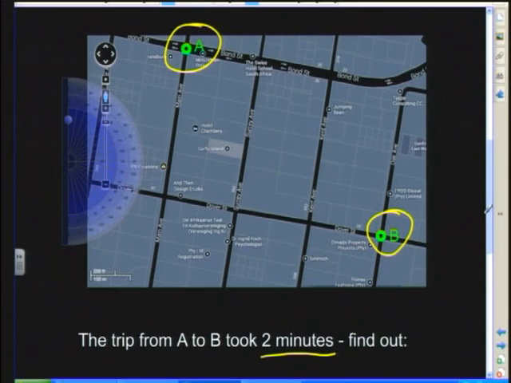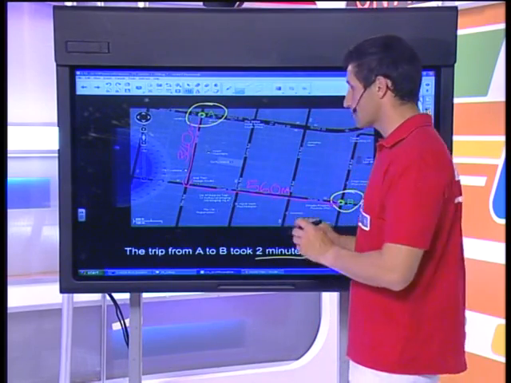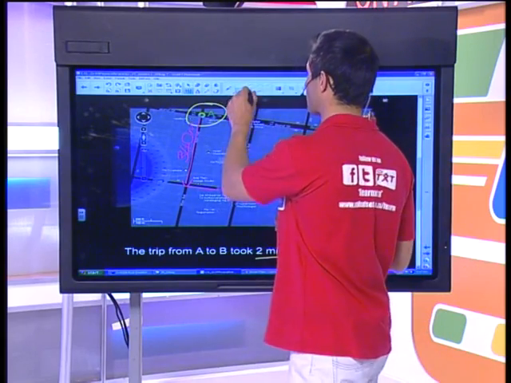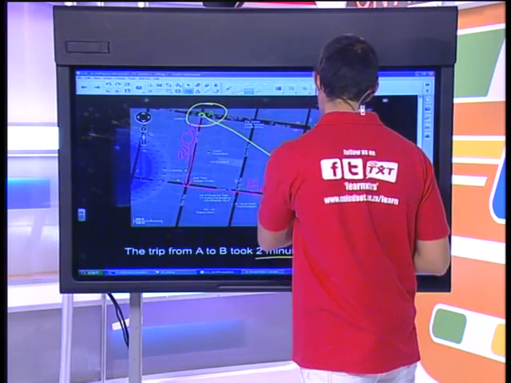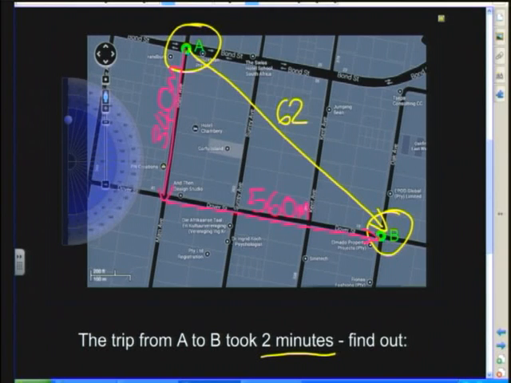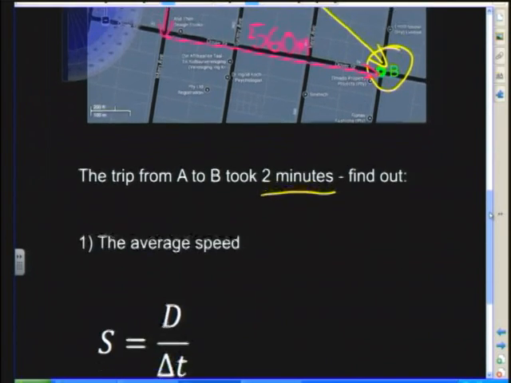Now let's just remind ourselves of some of the vectors involved here. What happened was I went from A, I moved 340 meters in one direction, then I moved another 560 in another. That means that I moved a total distance of 900 meters. That's quite important. But on my map, I found that my displacement was 620 meters. Okay, that was a change in position. So I'm going to work out what my speed and what my velocity were.